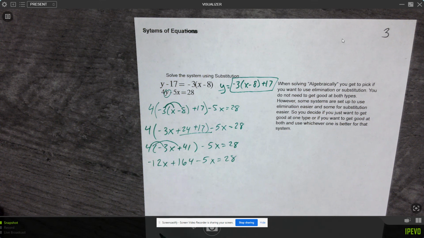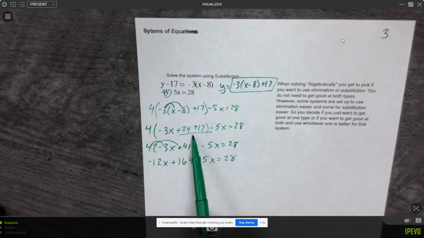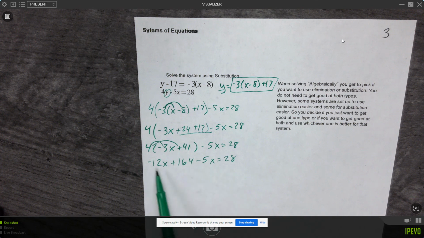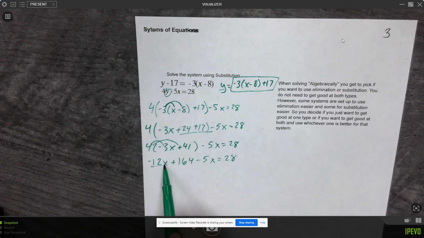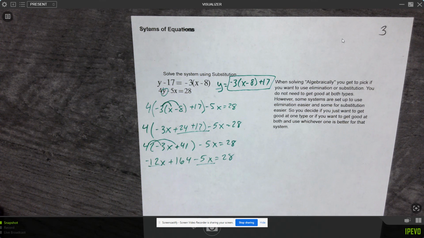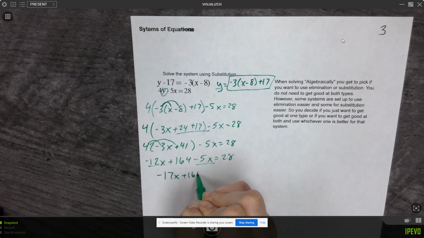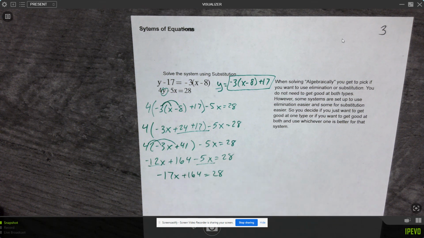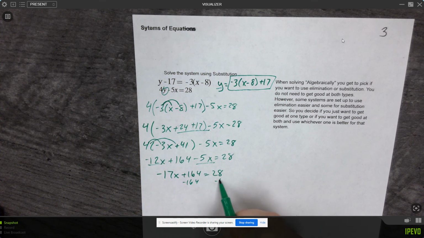Okay, now we're going to continue solving. I have distributed all of the distributing. I'm going to continue combining like terms. I combined some like terms up here. Now I have more like terms since I got rid of my parentheses. Negative 12 minus 5 would give me negative 17x plus 164 equals 28. Now I'm going to keep solving. I'm going to subtract this 164 on both sides.